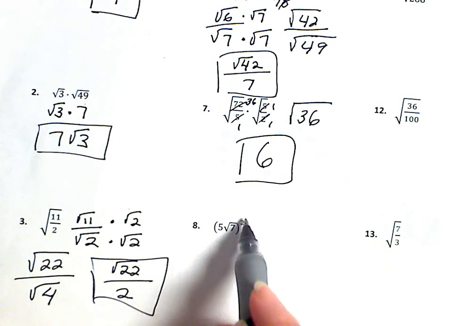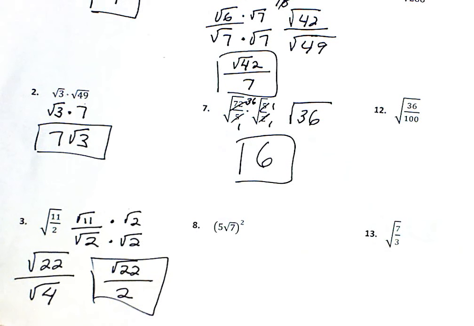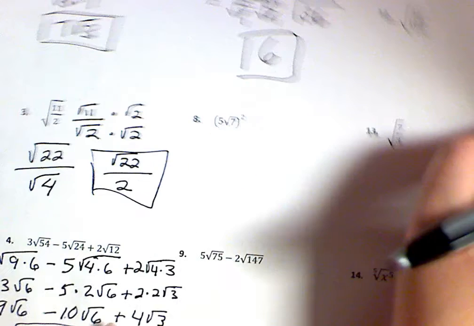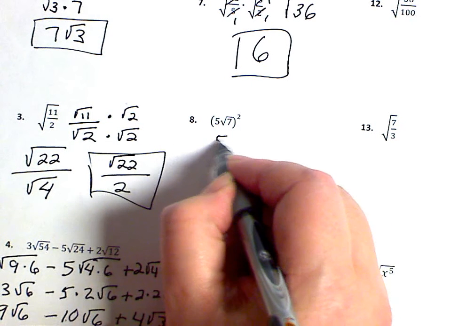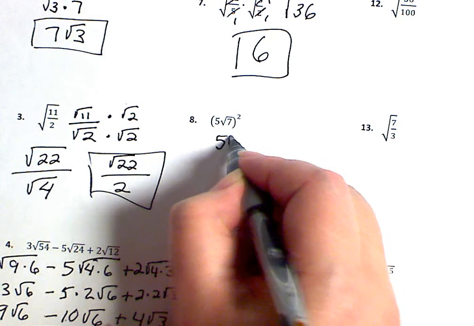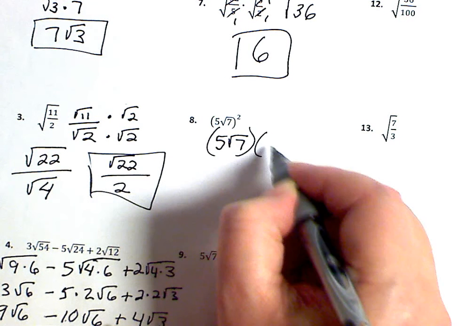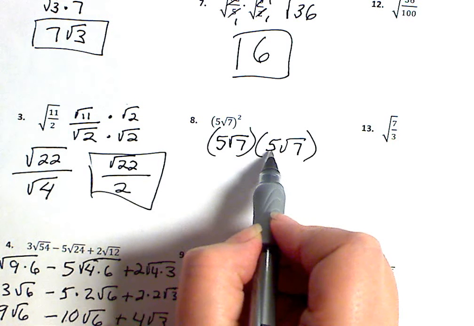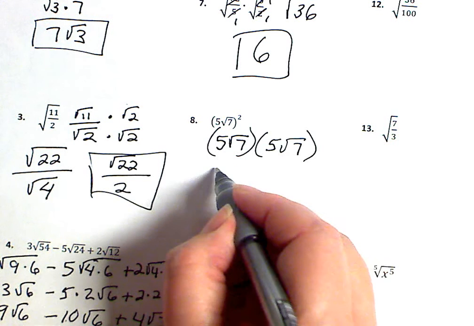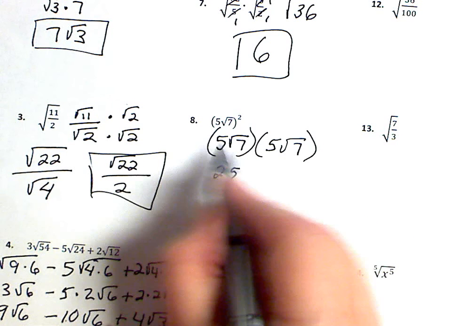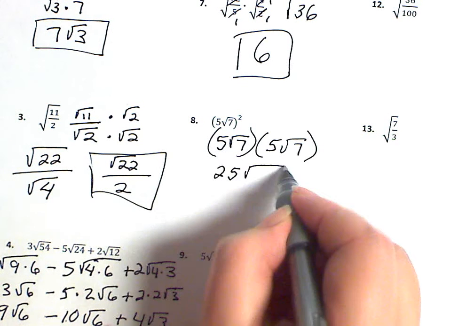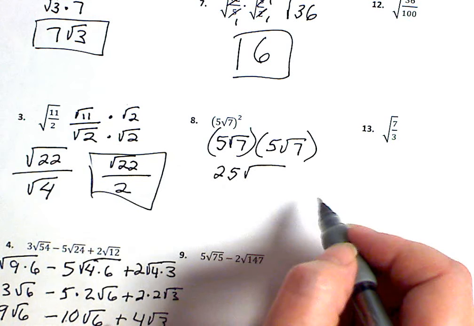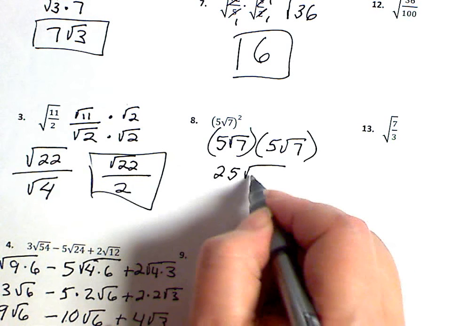What does the square mean? That's right. So 5 square root of 7 times 5 square root of 7. It means twice. 5 times 5 gives me 25. When you're multiplying square roots, remember you have to multiply the number underneath it. So you have 7 times 7, which is 49.